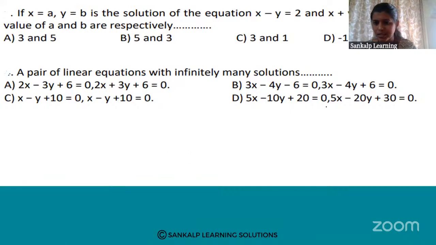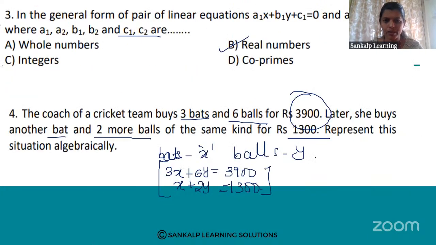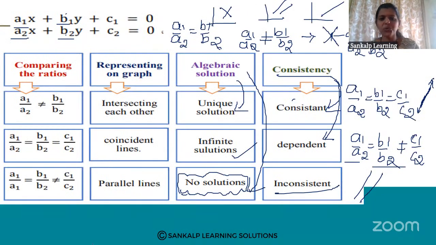When the lines are coincident, a1 divided by a2 is equal to b1 divided by b2 is equal to c1 divided by c2. All the values come the same. At that time, the pair of linear equations has infinitely many solutions. Wait, not infinitely many solutions, one minute. Yes. So coincident lines, infinitely many solutions. When the lines are intersecting, it has a unique solution. When the lines are parallel, at that time it has no solutions.